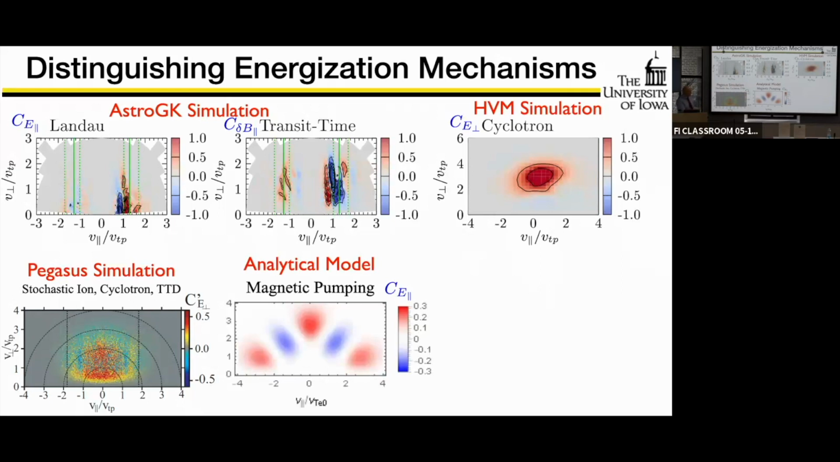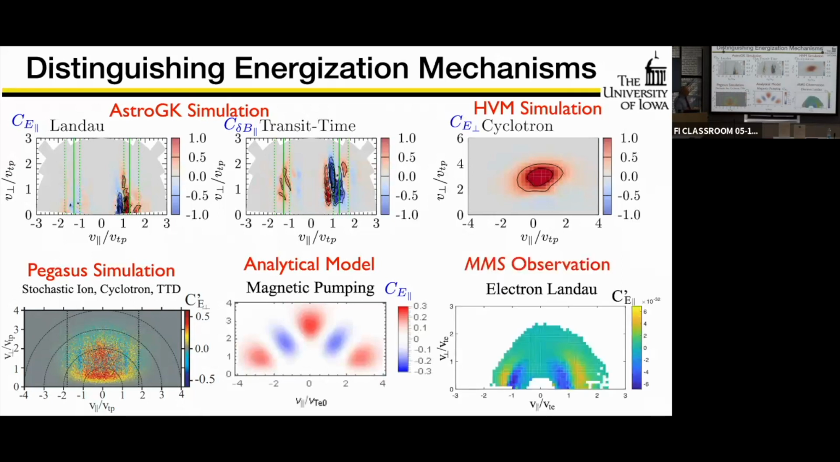And again, we get yet a different pattern from all of these above. And then finally, I can look at electron Landau damping. This is actually from a spacecraft observation. And what we see again is this bipolar signature about what turns out to be the resonant velocity for kinetic Alfvén waves in this system.